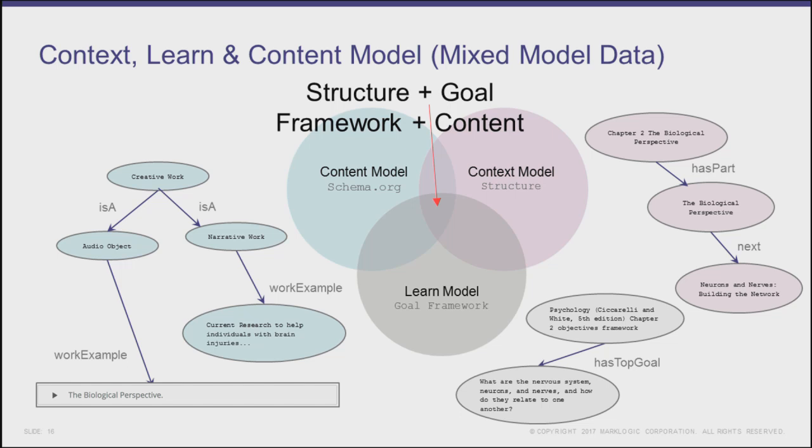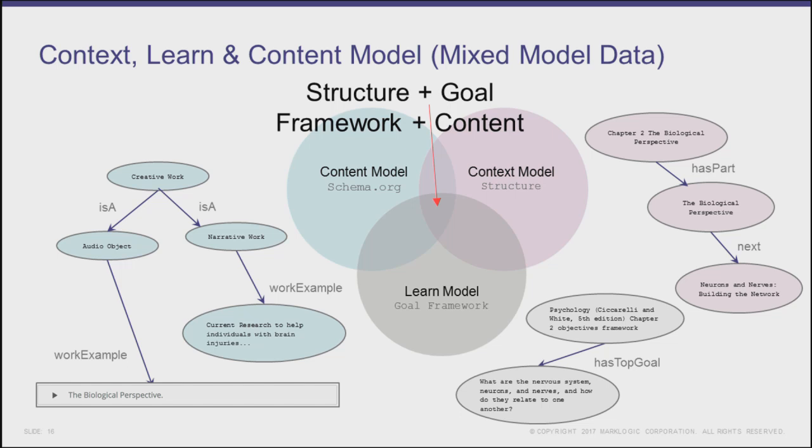In the context model, we have, again, something like a table of contents. We've got chapter 2, the biological perspective, and then a has-part relationship to the biological perspective, and then navigation information. How to go, what's next? Well, it's neurons and nerves, building the network. And then in the learn model, you've got a top-level objectives framework from a psychology textbook, which has a top goal describing a question: what are the nervous system, neurons, and nerves, and how do they relate to one another?